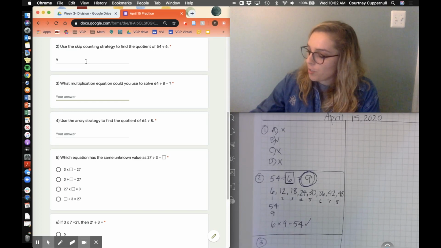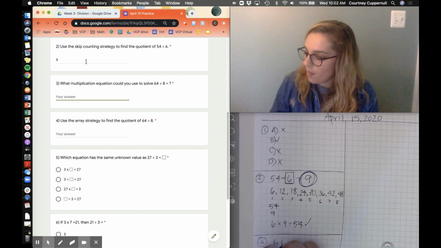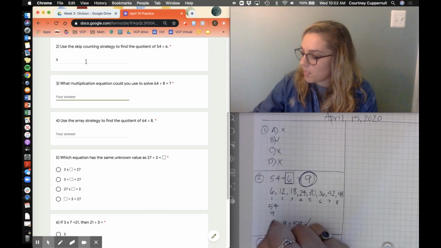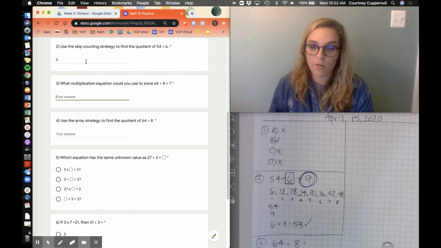So what I'm going to do is I'm going to write my division equation first. I know that I have 64 total things. I need to split them into 8 groups, and I need to find out, well, how many will go into each of those 8 groups?